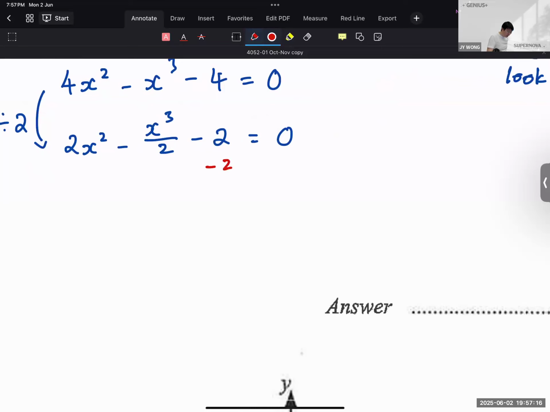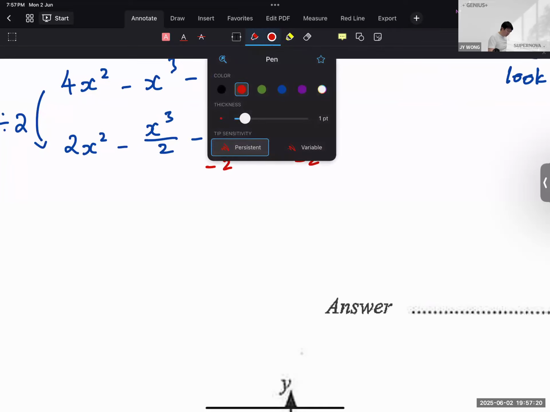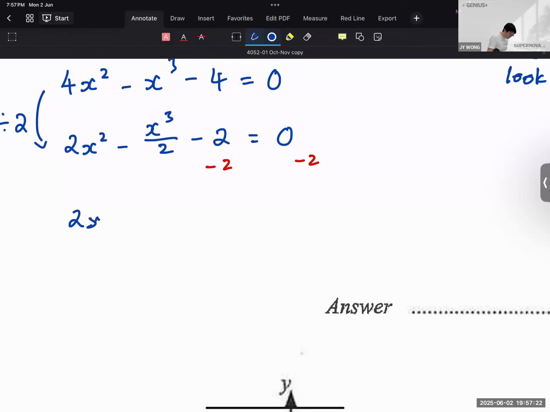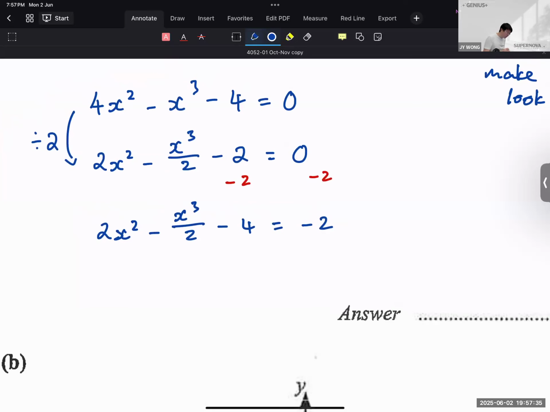So you minus 2 here. If I minus 2 here, I must minus 2 on the other side. And therefore, I will now have 2x squared minus x cubed over 2 minus 4 equals to negative 2. I minus 2 to make minus 4 appear. That means I must minus 2 on the other side also. Do you realize this is now my y? So y is equal to negative 2. And that is the line that you need to draw.